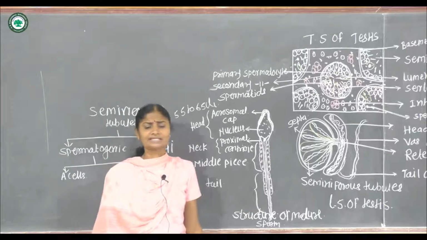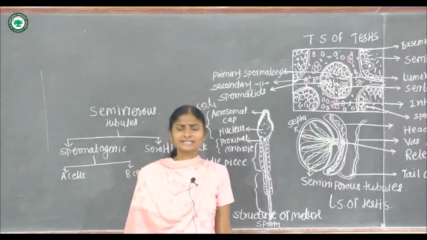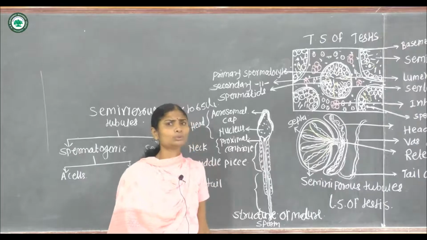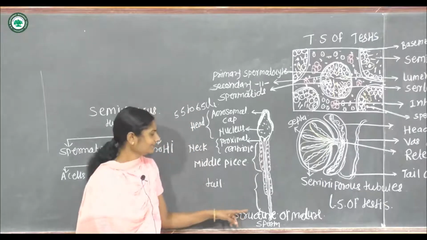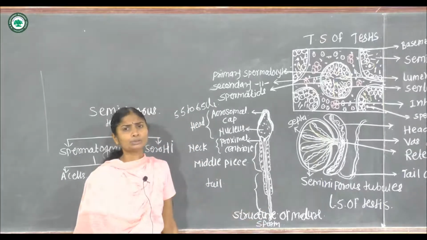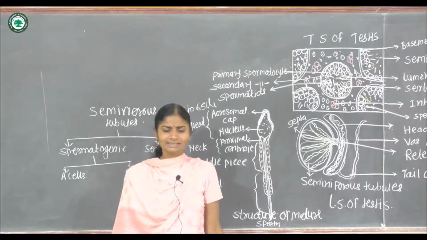Tail piece. The tail piece is short and cylindrical, about 5 to 10 micrometers in length.